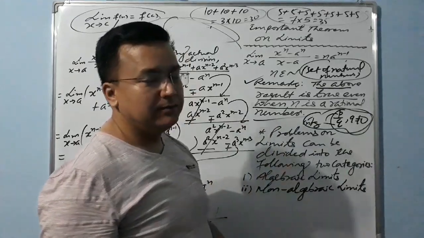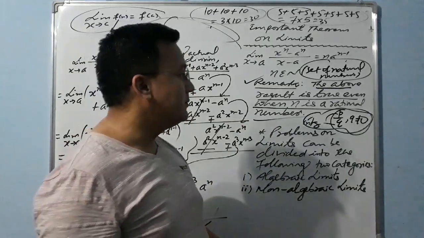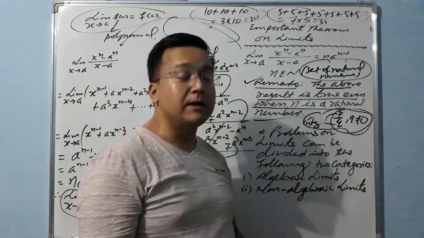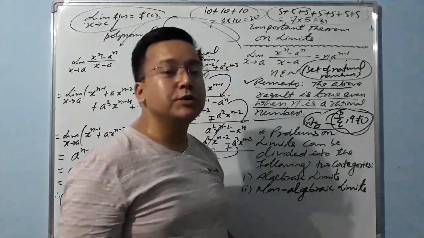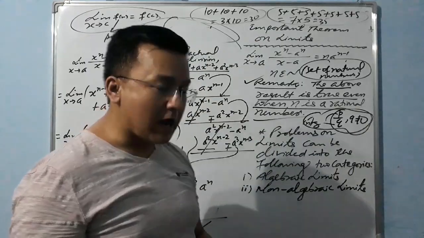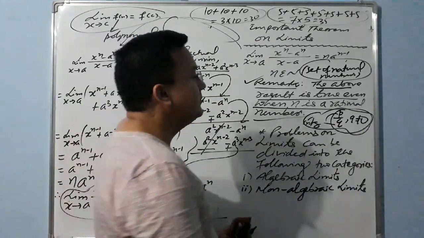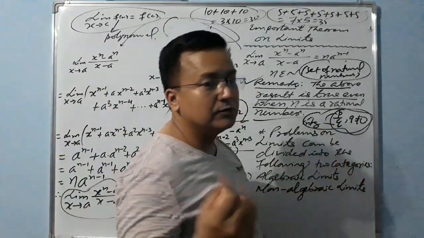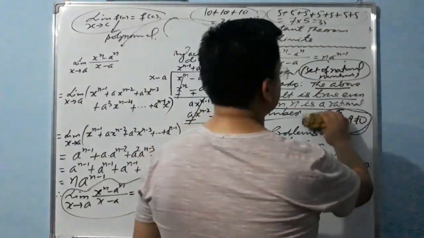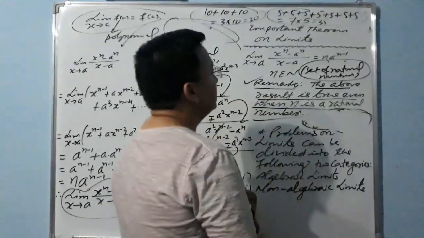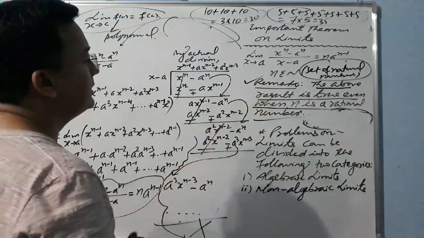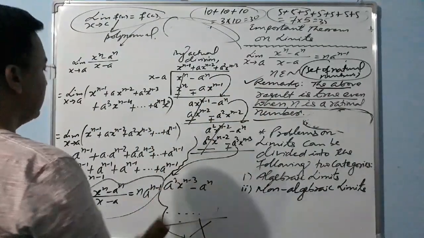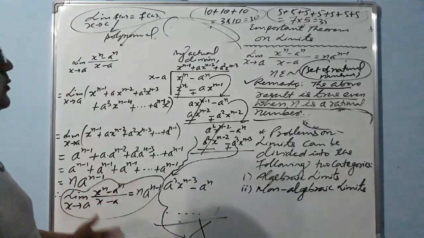n is any rational number. In the set of rational numbers, we might have positive integers, negative integers, zero, or fractions, like 1 upon 2, 2 upon 3. So this theorem works for rational numbers also. I think it is clear how to prove it.